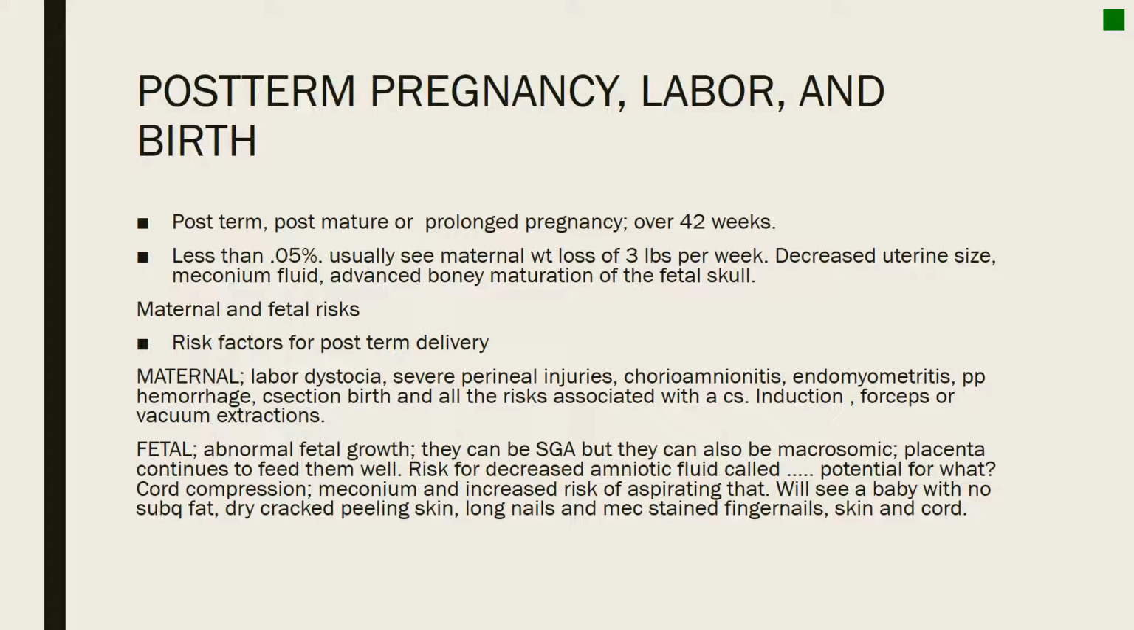For fetal, there's abnormal fetal growth. They can be SGA, but they can also be macrosomic. The placenta continues to feed them. It just depends on what's going on. There's risk for decreased amniotic fluid, again called oligohydramnios, and potential for a prolapsed cord or cord compression. The meconium also increases the risk for aspiration.